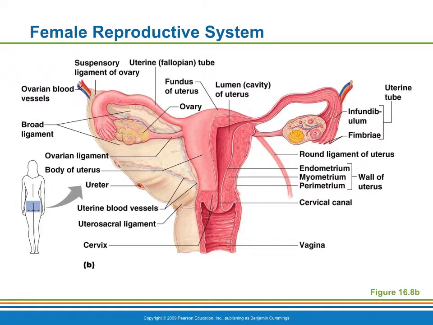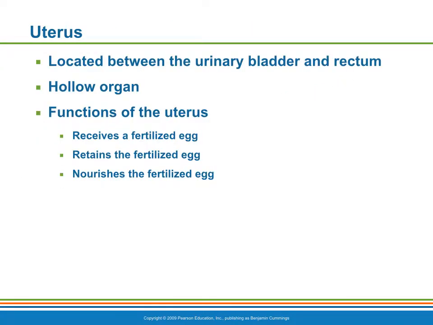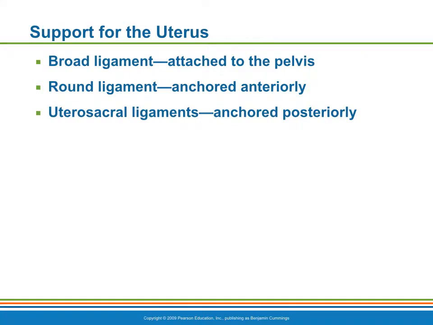Here's another diagram. The uterus is located between the urinary bladder and the rectum. It's a hollow organ, and the main functions of the uterus are to receive the fertilized egg, retain the fertilized egg, and nourish the fertilized egg. If it's not fertilized, then the egg itself will be expelled along with the menstrual process, the menses that occurs.